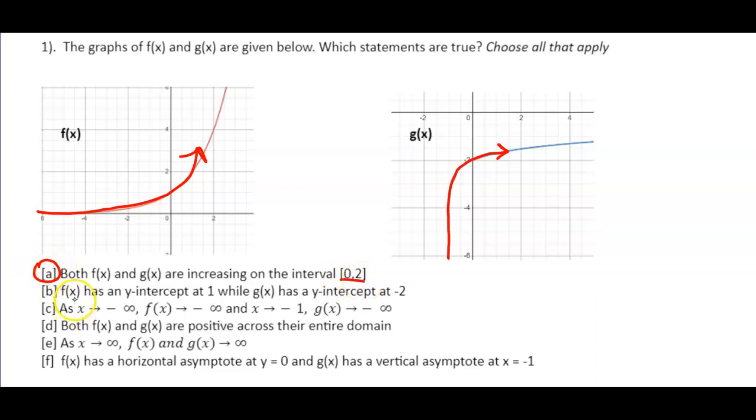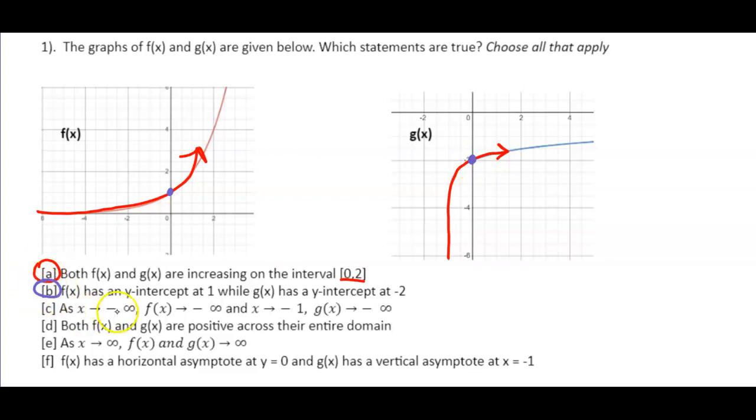Let's look at B. F of x has a y-intercept at 1, while g of x has a y-intercept at negative 2. The y-intercept for f of x is, in fact, at 1, and the y-intercept for g of x is at negative 2. So this is also true.